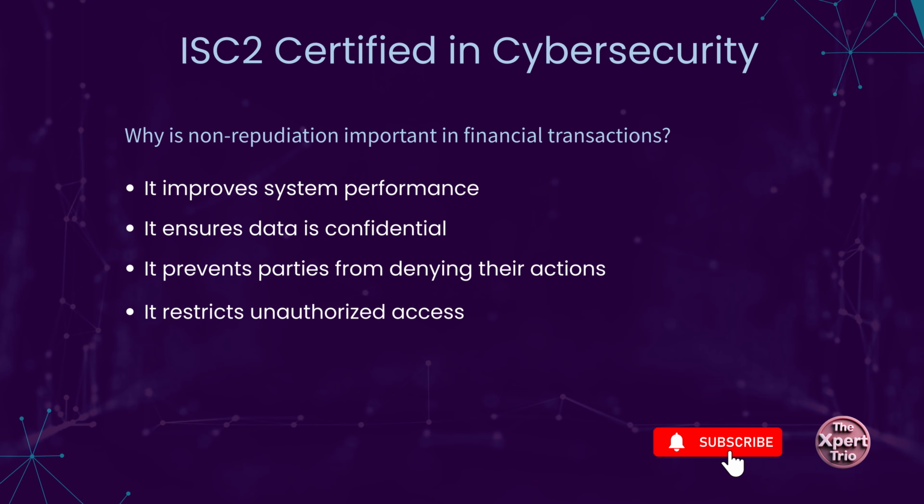Why is non-repudiation especially important in legal and financial systems? Options are: it improves system performance, it ensures confidentiality of data, it prevents parties from denying their actions, it restricts access to systems. When we check the given options, system performance, confidentiality, and access restriction are not the primary purpose of non-repudiation. Non-repudiation is critical in legal and financial systems because it provides proof of actions, ensuring that individuals or organizations cannot deny their involvement in transactions or decisions. Correct answer, it prevents parties from denying their actions.